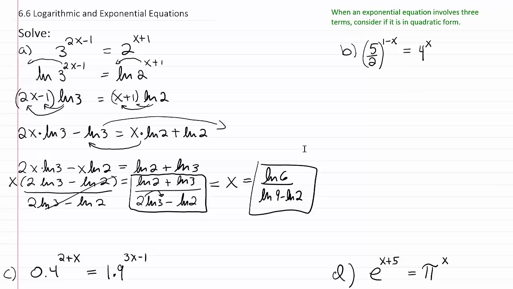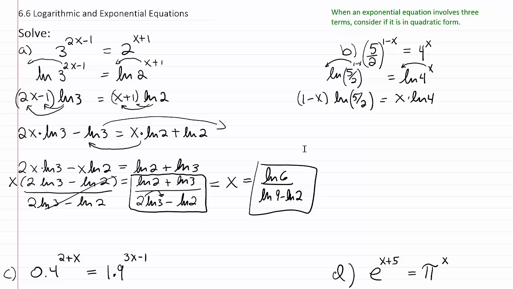For example B, same thing, we're going to take the ln of both sides. So if I do the ln of 5 halves to the 1 minus x power, that'll be equal to ln of 4 to the x power. Then I can bring down this exponent of 1 minus x, bring down that exponent of x. So I have 1 minus x times ln of 5 halves is equal to x times ln of 4.